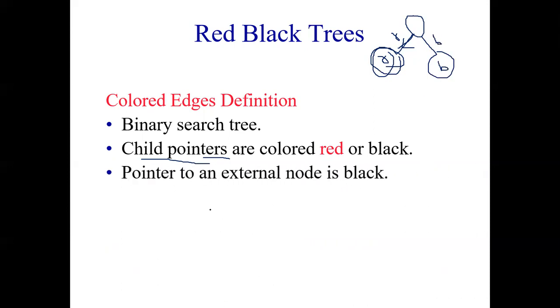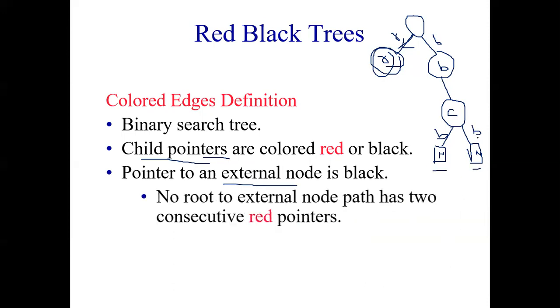Okay. And pointer to an external node is black. So external node, as I already said, if C is a leaf node, that means the node which does not have any child, then C's left and right pointer will refer to null. Okay. So this null actually we are calling external nodes. So the pointer to this null node should be black in color. Okay. So in red black trees, external node means we refer to the null nodes, and the pointer to the null node should be black in color. Okay.